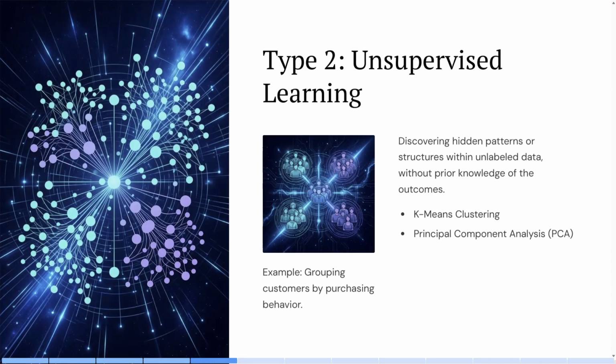Next we have unsupervised learning. So this is like exploring without a teacher. The algorithm finds patterns in data without being told what to look for. Imagine you have customer data but no labels. The algorithm might discover that your customers naturally fall into groups, like budget shoppers, premium buyers, or occasional visitors. The key algorithms here include k-means clustering, which groups similar data points together. Then we have principal component analysis, or PCA, which finds the most important features in your data.